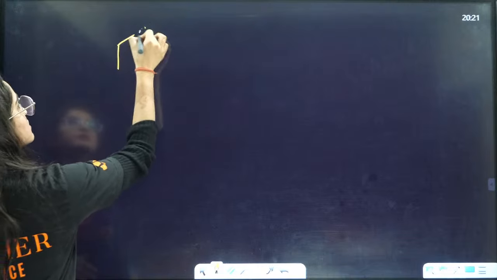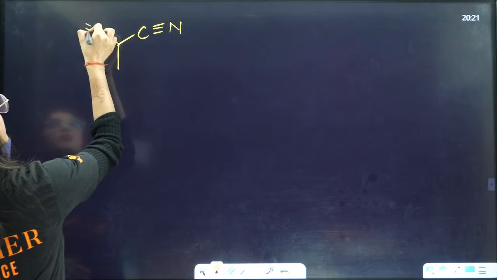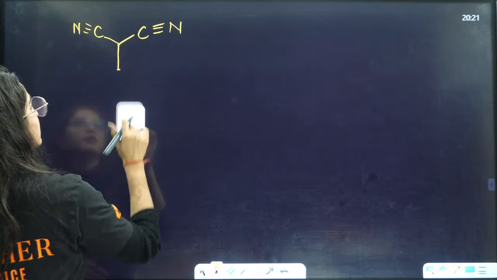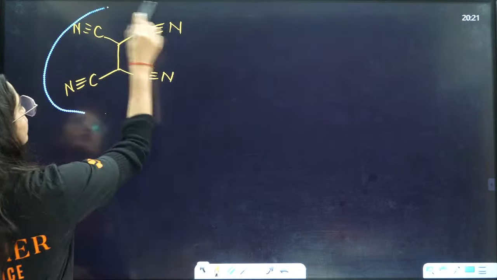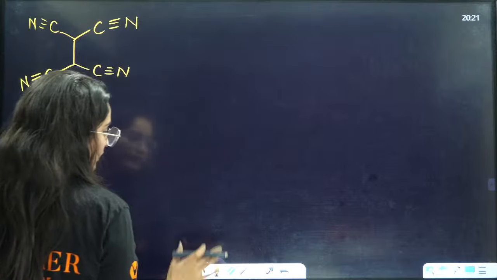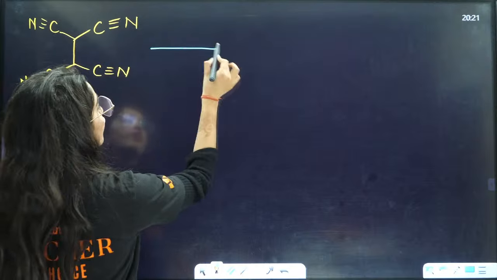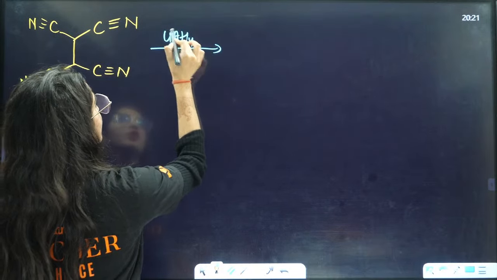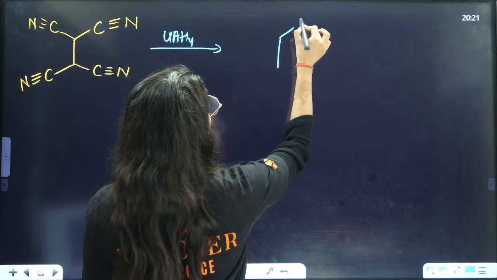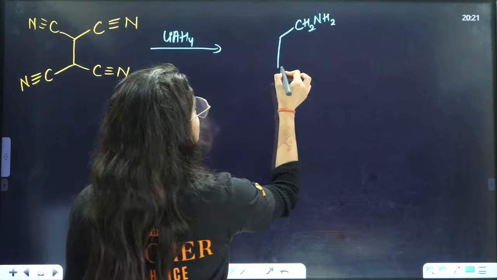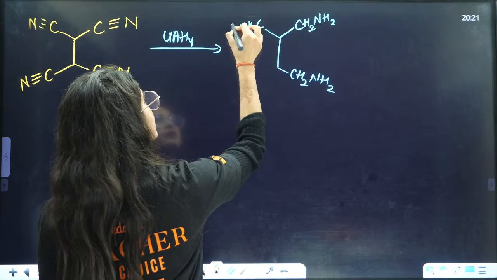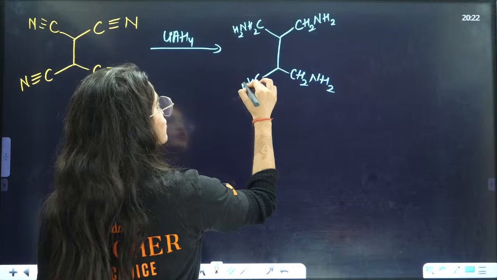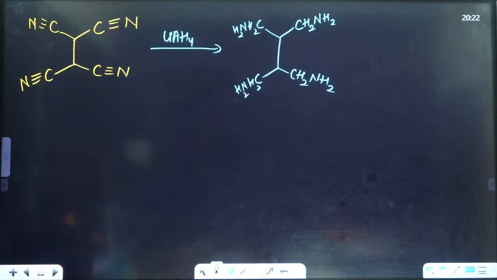So this is C triple bond N, this is C triple bond N, this is C triple bond N, and this is C triple bond N. Now we know what is going to happen when we add LiAlH4 here. This will be converted to CH2NH2, again CH2NH2, right? The pi bond will break. So CH2NH2, and again here CH2NH2. Very good, it acts as a reducing agent.